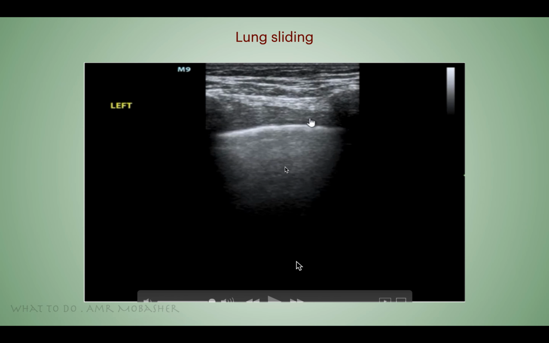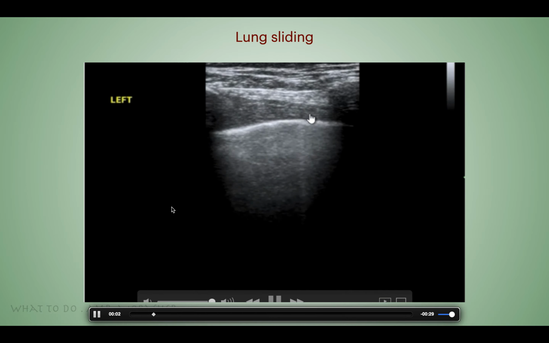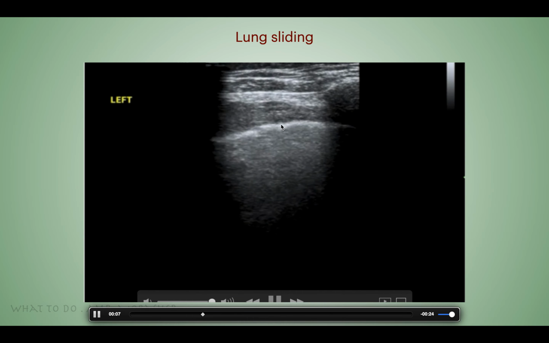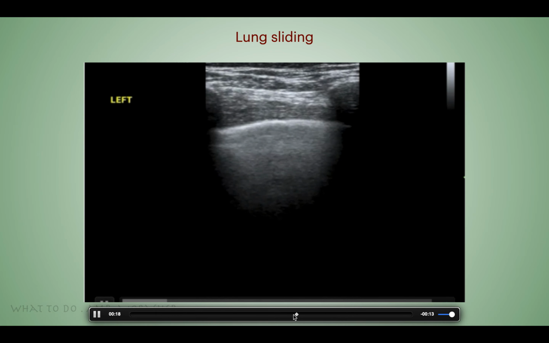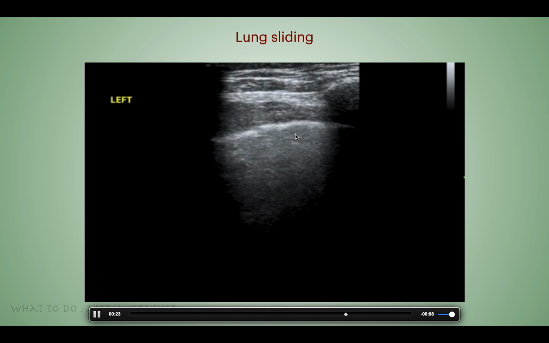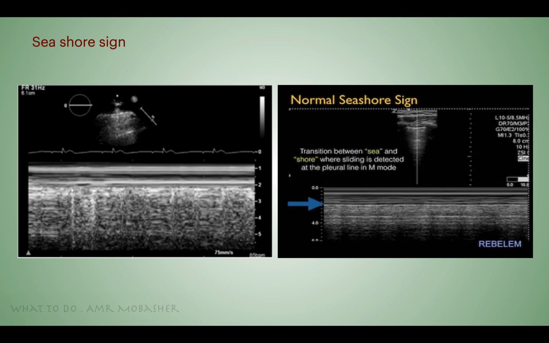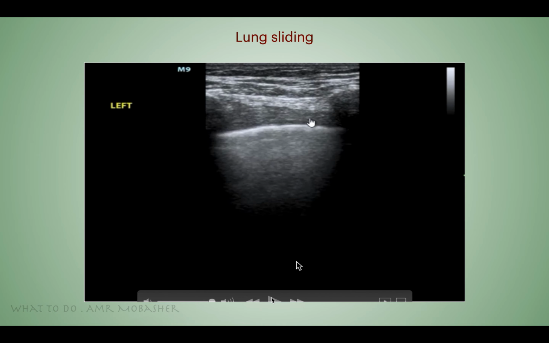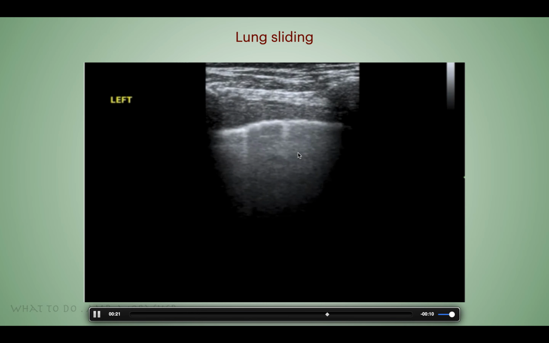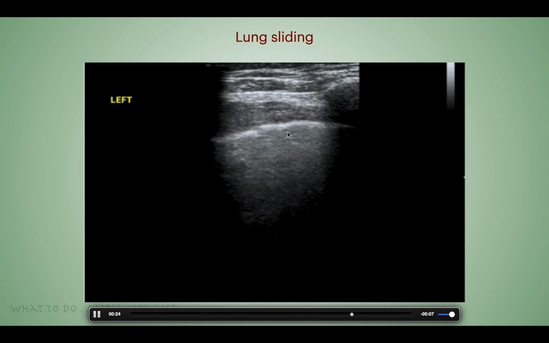This is another example of lung sliding, a very clear example. See, the pleura itself is moving backward, forward, to and fro. See that again. If you notice, there are some lines moving with the pleura, sometimes called comet tails or Z lines. And again, it's normal. So lung sliding means no pneumothorax. This is normal.